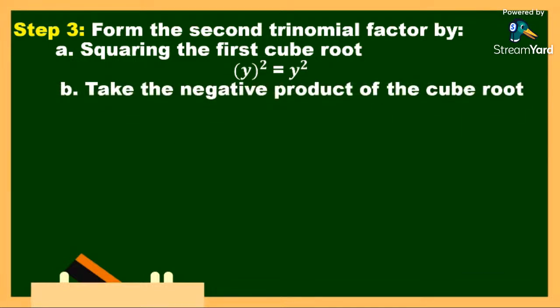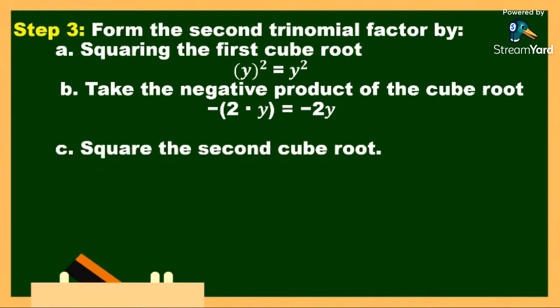Yung ating dalawang cube root na 2 and y ay i-multiply natin and kukunin natin ang kanyang negative product. So 2 times y is equal to 2y multiplied to negative. The result is negative 2y. And letter C, square the second cube root. Ang pangalawa namang nating cube root na 2 ay i-square natin or i-multiply sa kanyang sarili. So 2 raised to 2 is equal to 4.